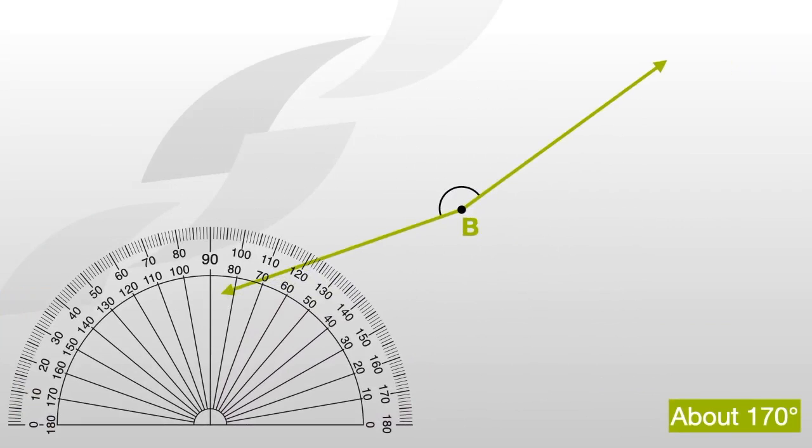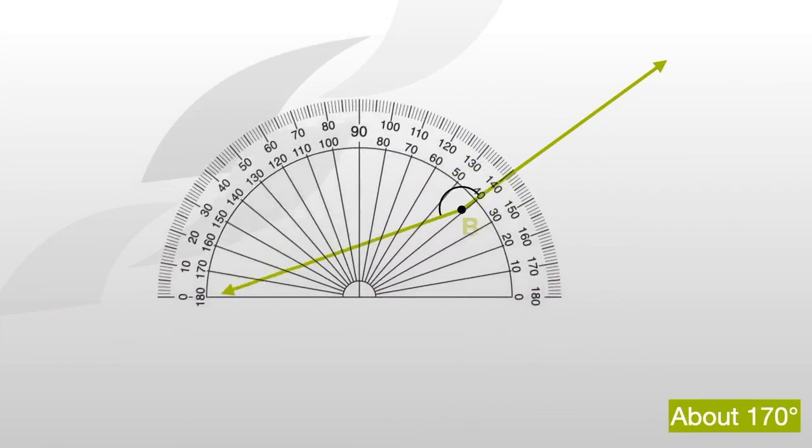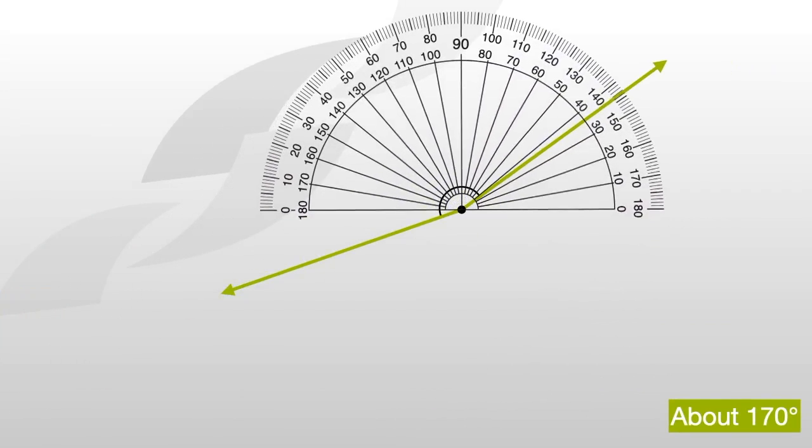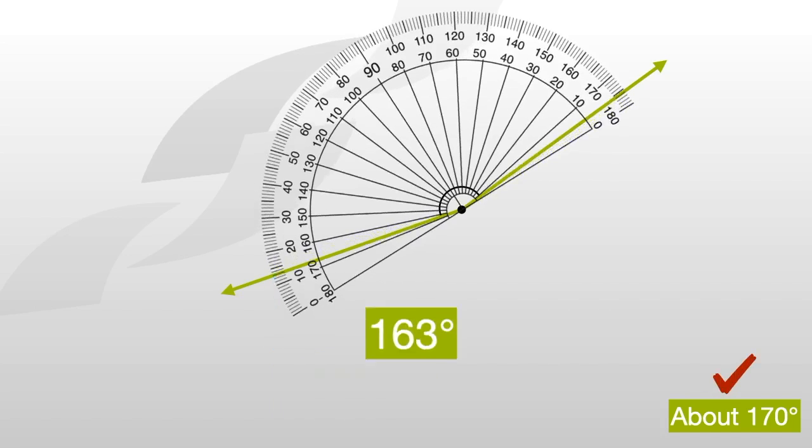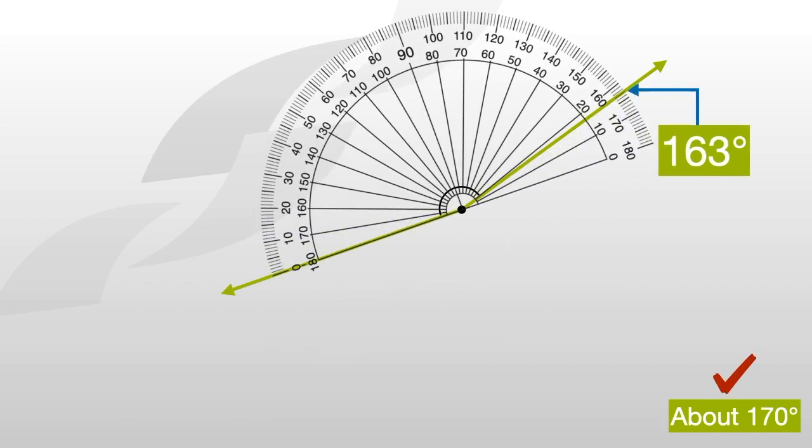Let's apply the same process to measure angle B. Keep in mind that this is an obtuse angle, so we need a number greater than 90 degrees. The angle is between 160 and 170 degrees, so its measure is 163 degrees. Notice that if we align the bottom of the protractor with the other ray, we still get the same measure.